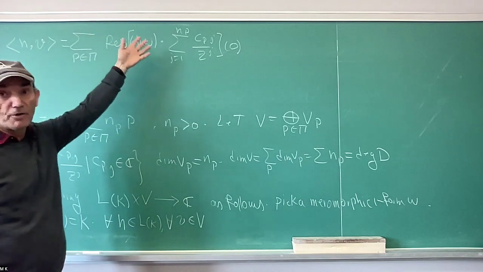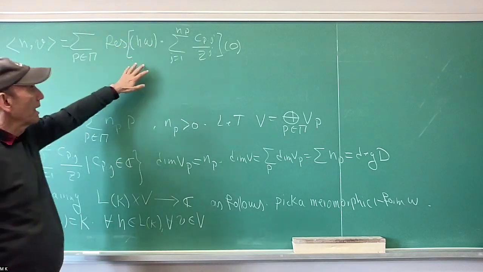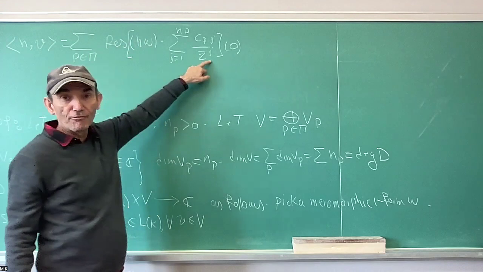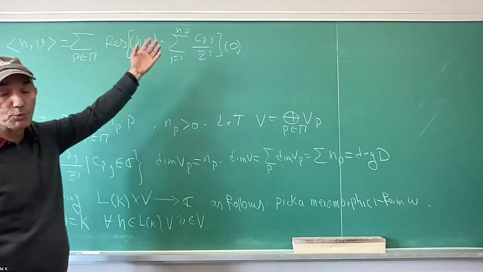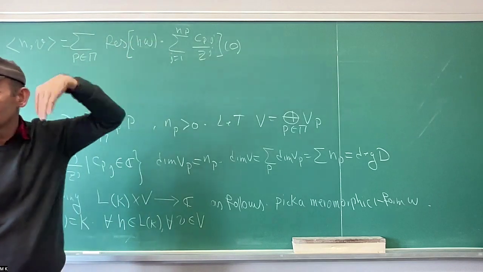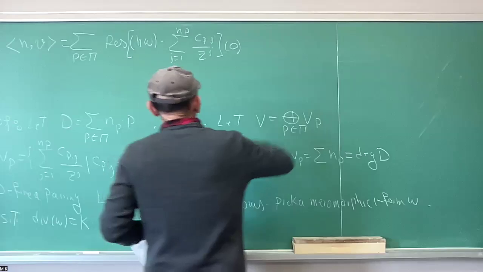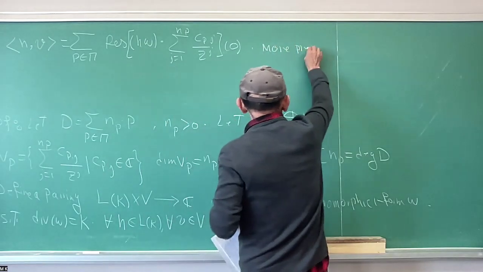I multiply them. Well, this is not clear. You can multiply, actually. And then supposedly this is a meromorphic one form, and I'm taking its residue at point z, at point 0. So everything here has to be defined. So more precisely, that's what we mean.